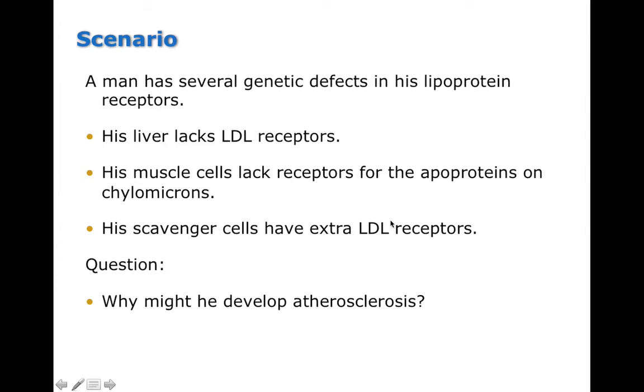And if the scavenger cells have a lot of these LDL receptors, they're going to be overly activated, which means that he's actually going to get the formation of more of these oxidized lipids within his blood vessels, and he's going to form more plaques.